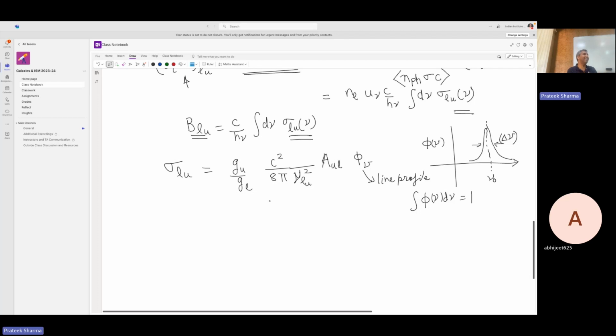Yeah, so line profile in any transition, right? If you have a bound transition in atoms, ions, or wherever. That's right, so this is the intrinsic profile, if the atom is at rest, that's what we are considering right now. We will actually do all that.